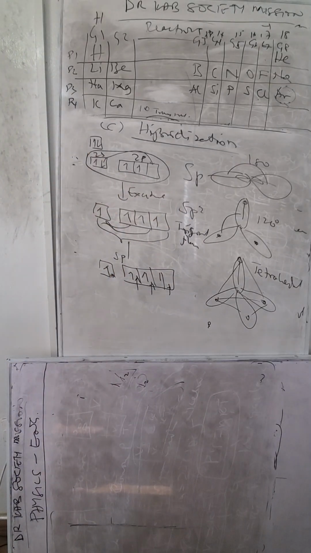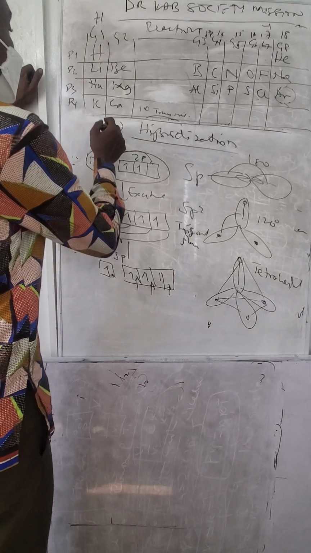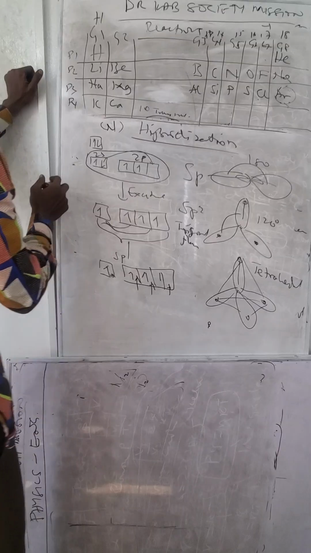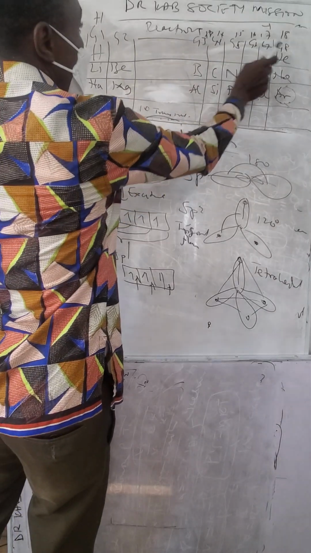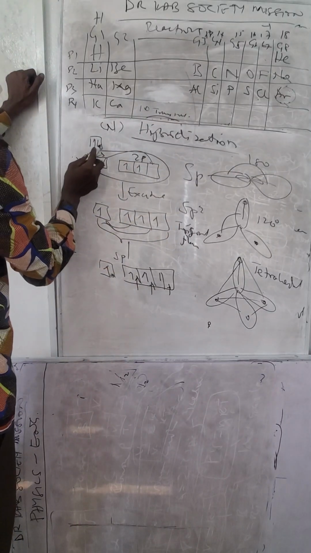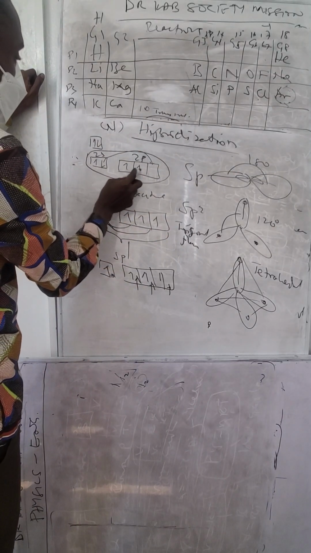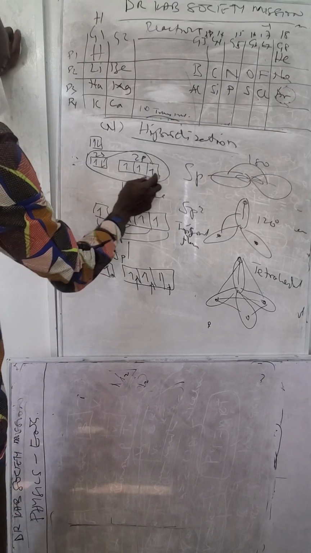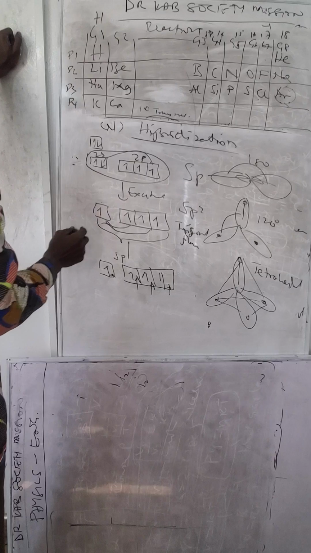The hybridization. Now, let's say nitrogen comes before oxygen. So let's put nitrogen. If it's nitrogen, how many electrons do we have? 1, 2, 3, 4, 5, 6, 7. So 7. This is it. Okay. Now, how is it going to do the hybridization?